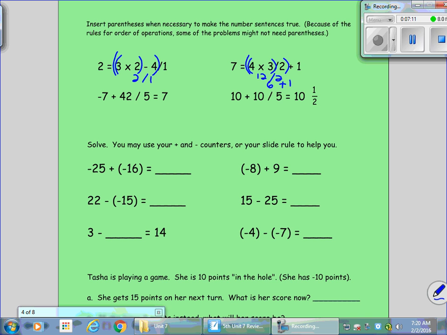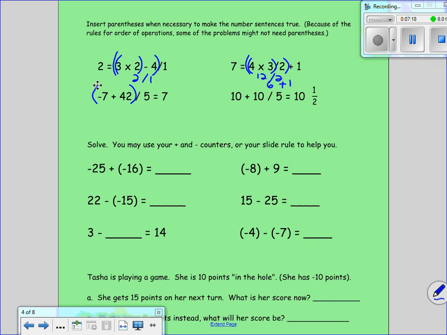Bottom left here, negative 7 plus 42 divided by 5 equals 7. I'm going to put parentheses around the negative 7 plus 42. If I take a negative 7 away from a 42, that gives me 35. And if I divide by 5, I will get 7 for an answer.